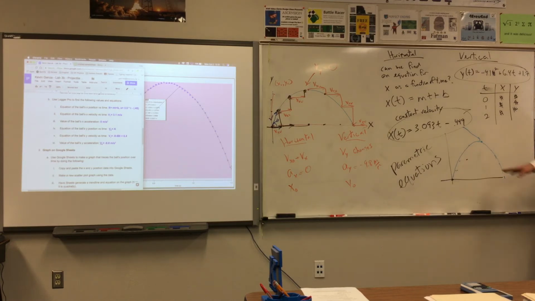What's another situation where, if I knew this and this, I didn't have a picture to do the graphical analysis, but I just want to get this object to be right here? I do the calculations. If we fire it with this velocity, it's not going to get there. But if we fire it at this angle with this velocity, it'll get there.